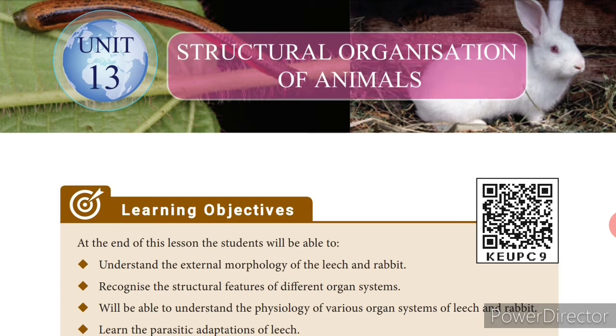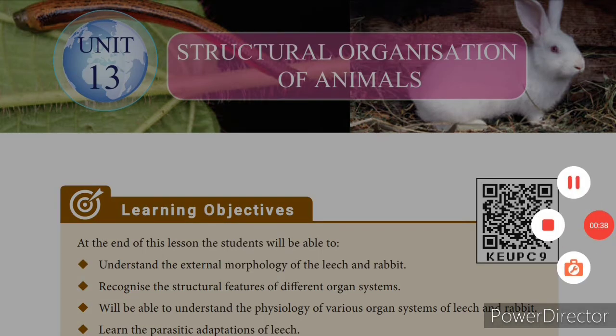Reproductive system, circulatory system, and nervous system for both leech and the rabbit. Let's go into the session, children.